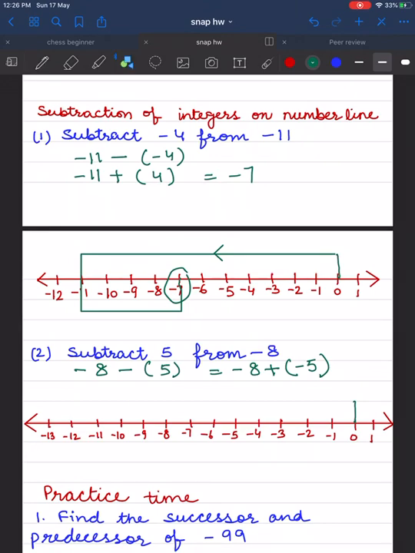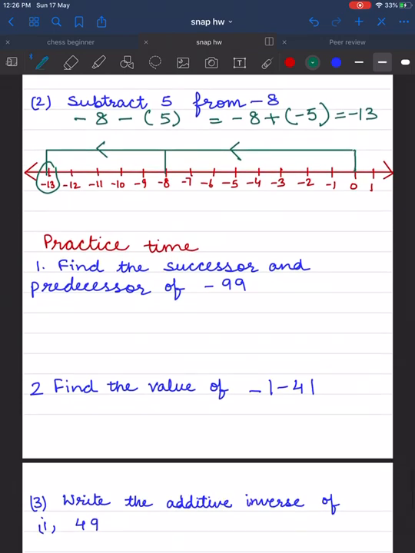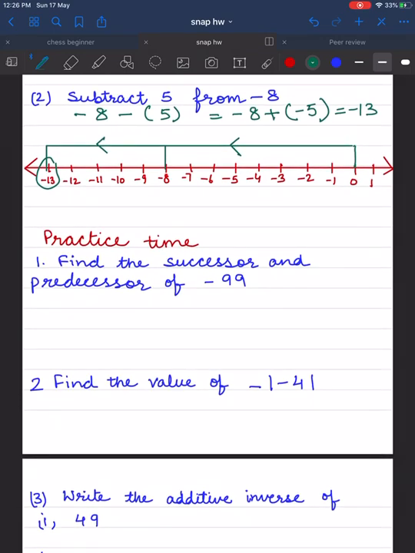Now to add a negative integer, we have to move to the left. So first I start from 0 and I move 8 steps to the left to reach minus 8. So again I have to move to the left to add a negative integer. So I move 5 steps to the left and I reach minus 13. So here our answer is minus 13.